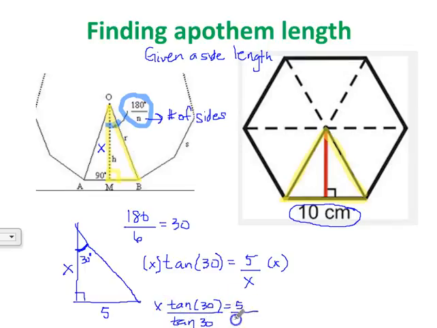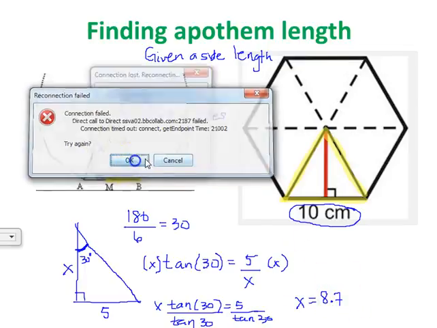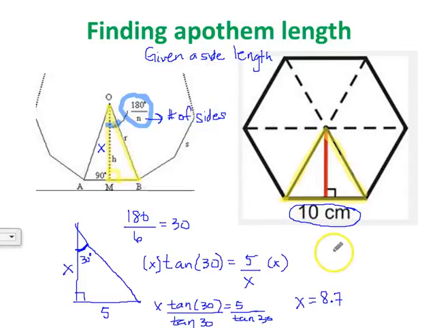This is review from last semester. So x is going to equal 5 divided by tangent 30. And I get 8.6, rounded up to 8.7 actually. All right, so that means the apothem is going to be equal to 8.7. So the apothem height would be 8.7.